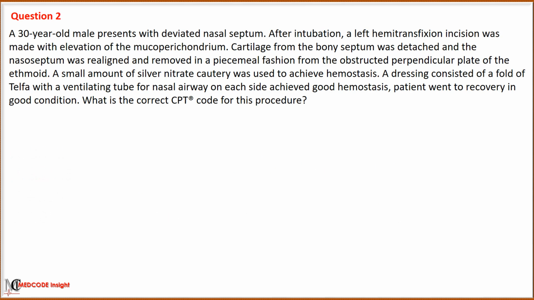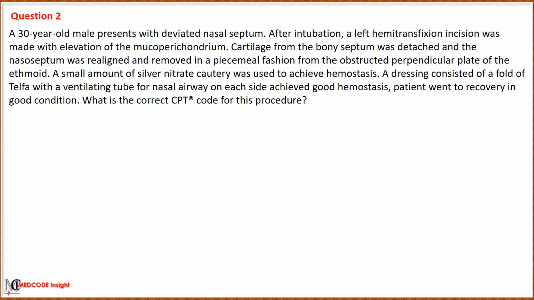A 30-year-old male presents with deviated nasal septum. After intubation, a left hemitransfixion incision was made with elevation of mucoperichondrium. Cartilage from the bony septum was detached and the nasal septum was realigned and removed in piecemeal fashion from the obstructed perpendicular plate of the ethmoid. A small amount of silver nitrate cautery was used to achieve hemostasis. Our dressing consisted of a fold of Telfa with a ventilating tube for nasal airway on each side, and we achieved good hemostasis. Patient went to recovery in good condition.